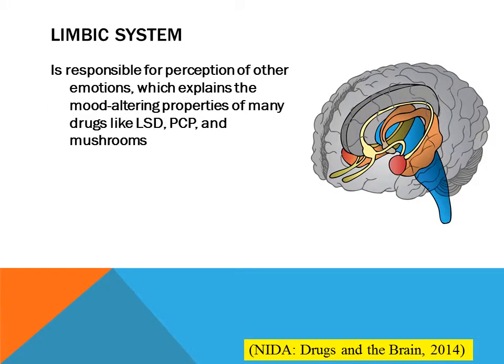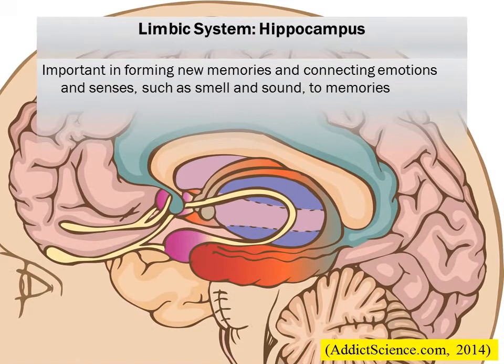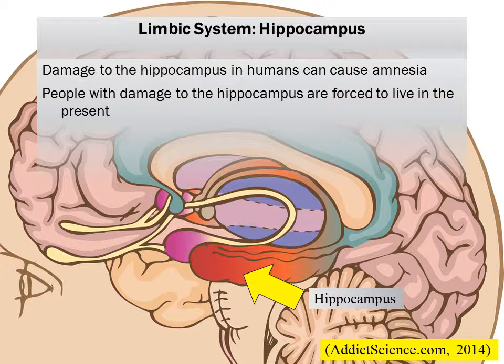The limbic system is responsible for perception of other emotions, which explains the mood-altering properties of many drugs like LSD, PCP, and mushrooms. The hippocampus is in the lower portion of the limbic system. It is important in forming new memories and connecting emotions and senses, such as smell and sound, to memories. Damage to the hippocampus in humans can cause amnesia. People with damage to the hippocampus are forced to live in the present and are identified with short-term memory problems.